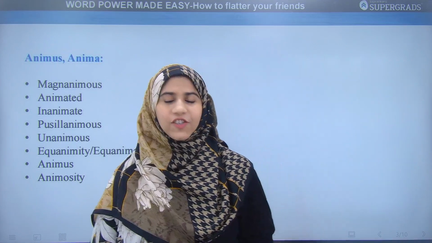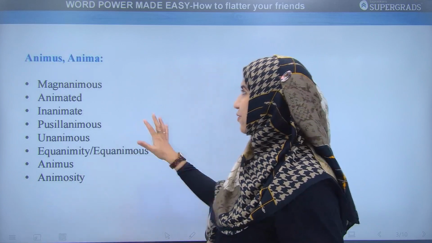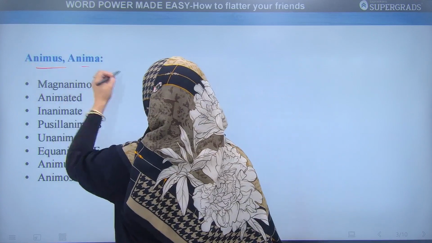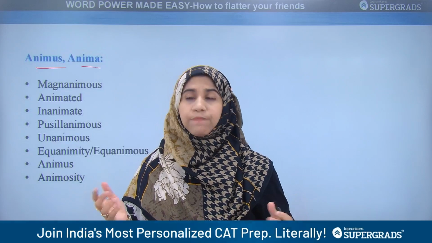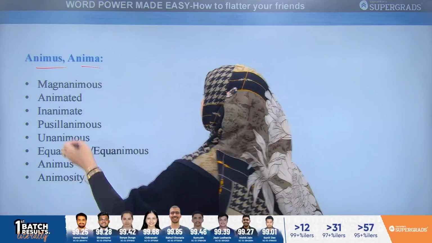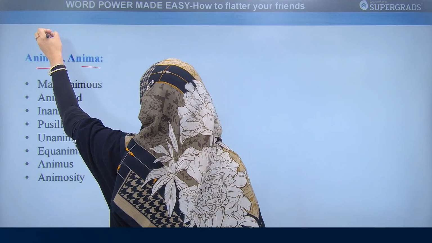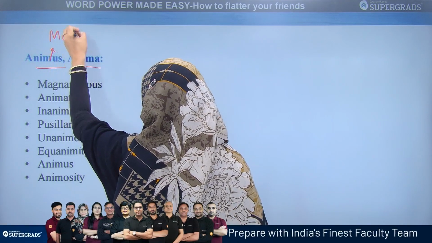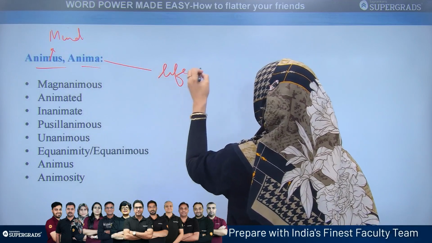Now this is something nice. You get a host of new words through this route, animus or anima. Very interestingly, these both are very related roots. I'm going to make your task easier in a while, but as of now, let's try to understand them separately. Animus refers to mind, and anima refers to life, soul.